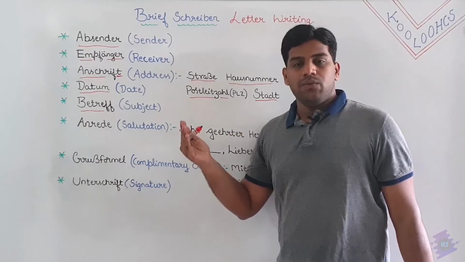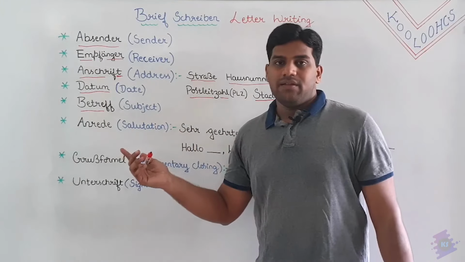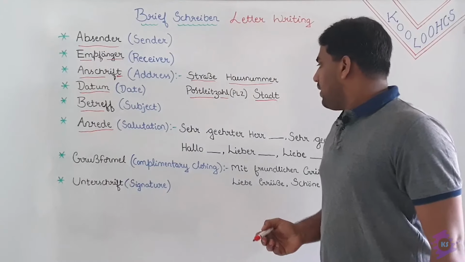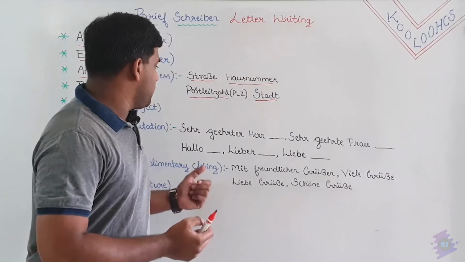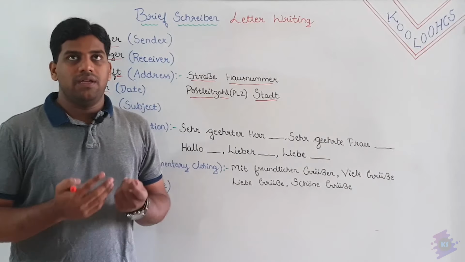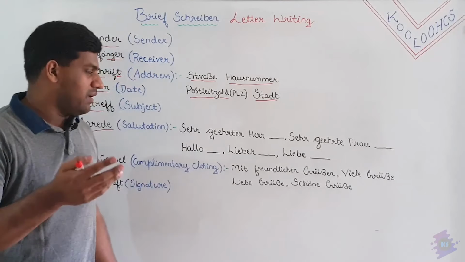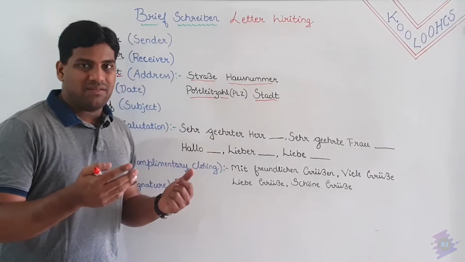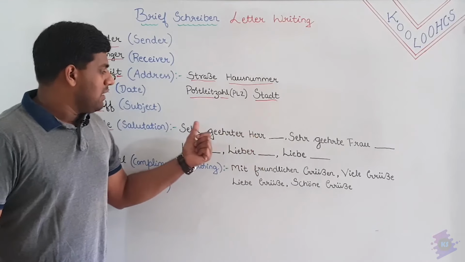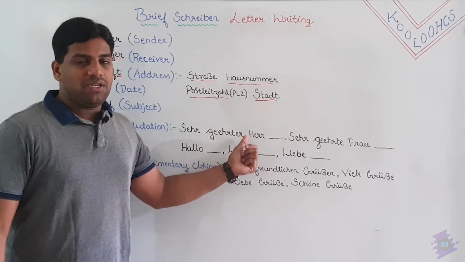And after mentioning the subject, you specify the salutation, right? Salutation is called Anrede. And here is an example of how you specify the salutation. To say dear sir or dear Mr. and the name, or respected sir. Dear Mr. will be Sehr geehrter Herr and the name. You specify the name after Herr. Herr is Mr.